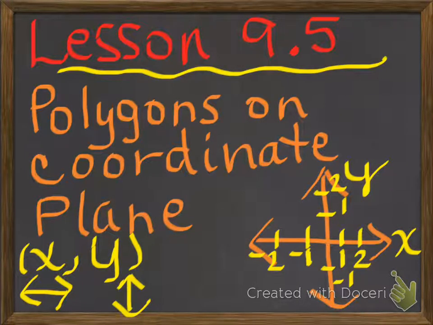Now moving into lesson 9.5, polygons on a coordinate plane. So here's a picture of a coordinate plane, your x-axis and your y-axis. A reminder to you in yellow over here: you move the x point first, and you're either moving left or right depending on whether it's negative or positive. The second number that you move is the y-axis, so you will either be moving up or down, again depending on whether it's positive or negative.